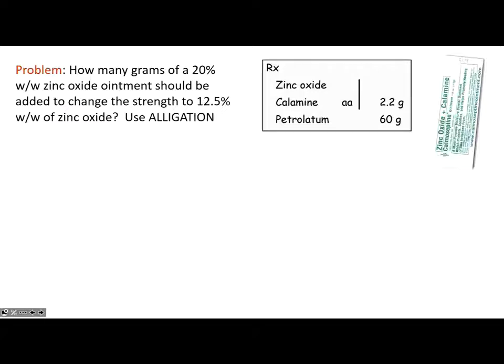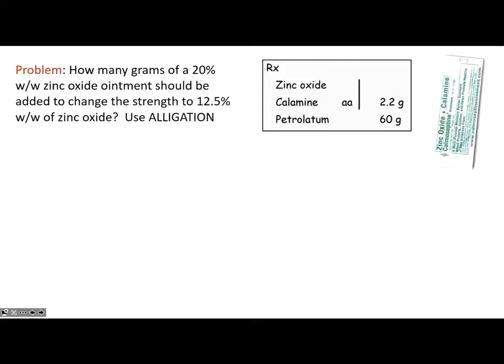So this also gets to interpreting this prescription. Let me ask you this, this is a little tricky. What is the total amount of petrolatum we're adding? Is it 60 grams, or will the total weight of everything be 60 grams? That's where you have to use your interpretation. Remember, that just says petrolatum 60 grams.